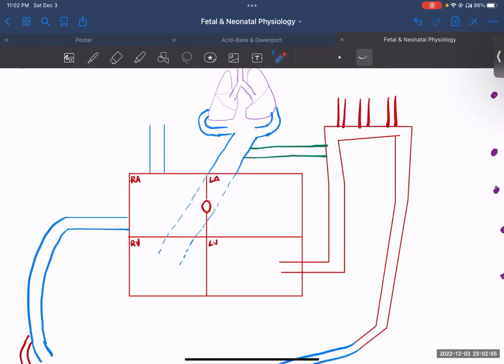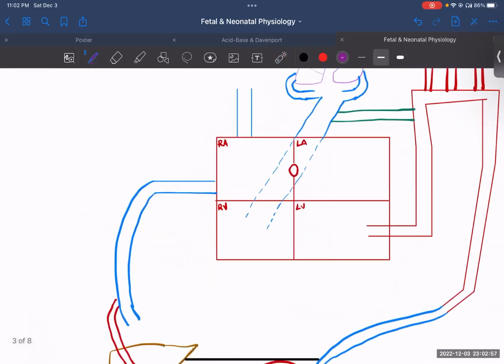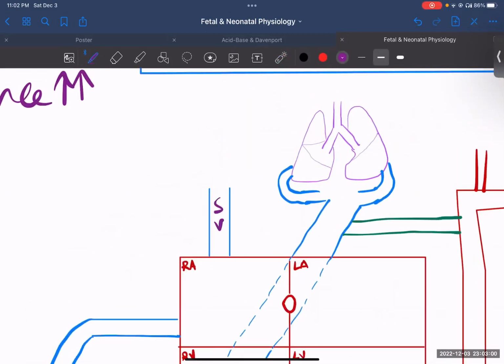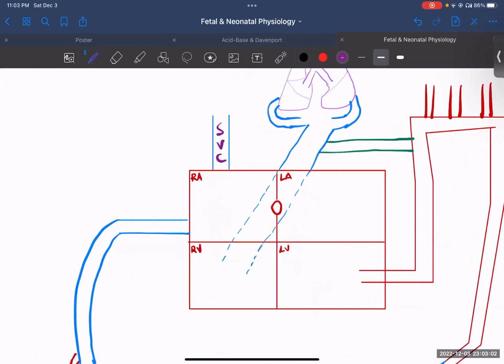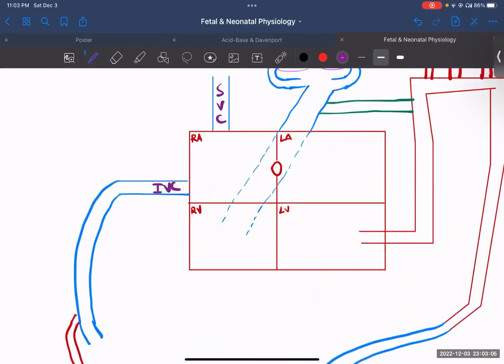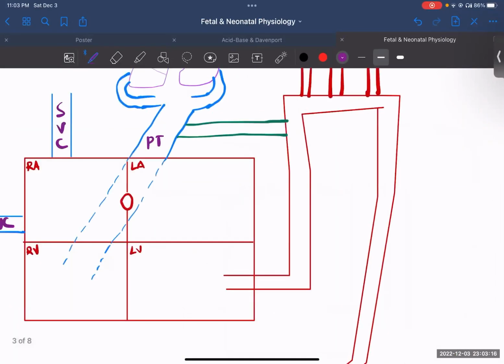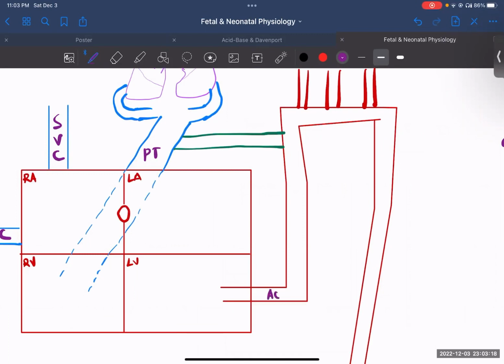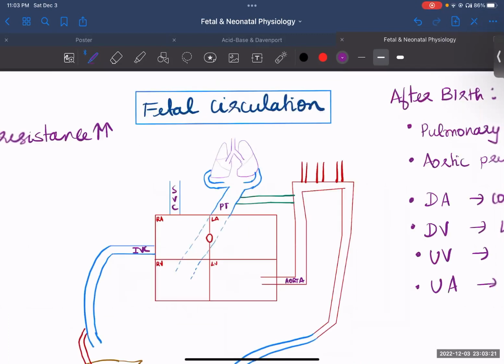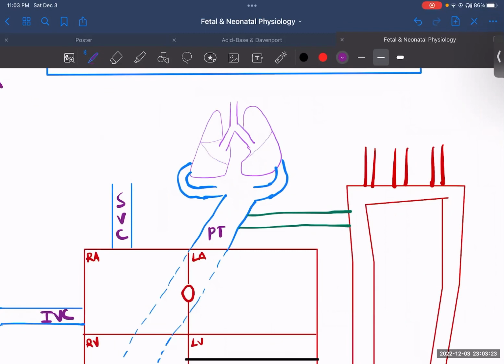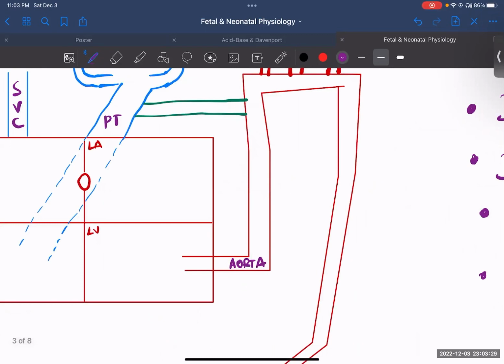Now, what about the vessels? Let's name the vessels one by one. Starting from here, this is your superior vena cava, which is draining into your right atrium. This is your inferior vena cava. And this coming out of your right ventricle is your pulmonary trunk. Now, what is coming out of your left ventricle? It is your aorta. Fine. Now, this pulmonary trunk will go to your lungs to deliver the deoxygenated blood, whereas this aorta will go throughout your body to deliver the oxygenated blood in a normal adult human being.